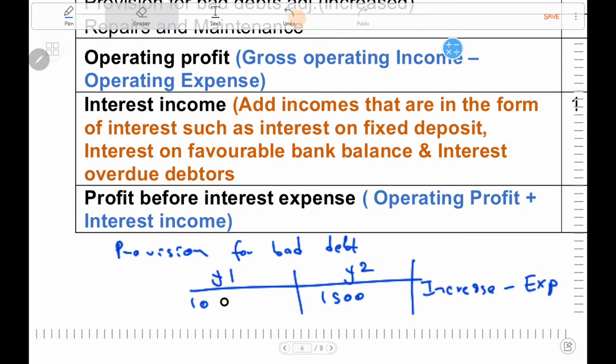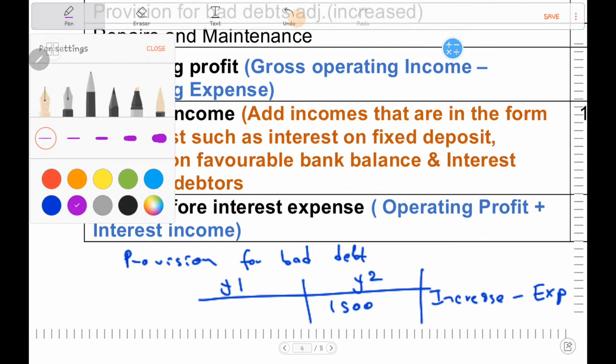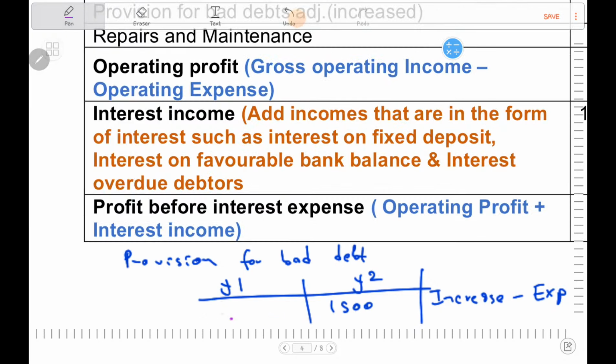Then if you notice that, let me do the one for decrease. If you notice that from year 1 it was 2000, then to year 2 is the one that we calculated in the current year, then it is 1500. Then it is a decrease. Then a decrease in provision for bad debts, it is an income.